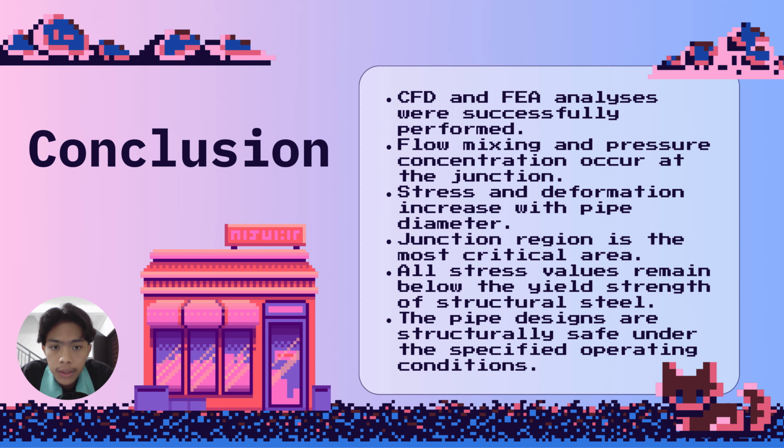For the conclusion, CFD and FEA analysis were successfully performed. Flow mixing and pressure concentration occur at the junction. Stress and deformation increase with pipe diameter. The junction region is the most critical area. All stress values remain below the yield strength of structural steel. The pipe designs are structurally safe under the specified operating conditions.